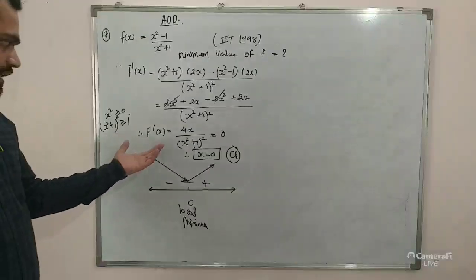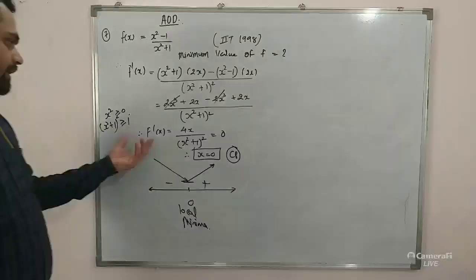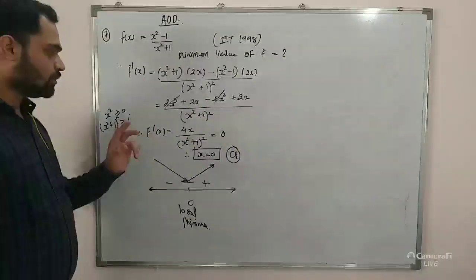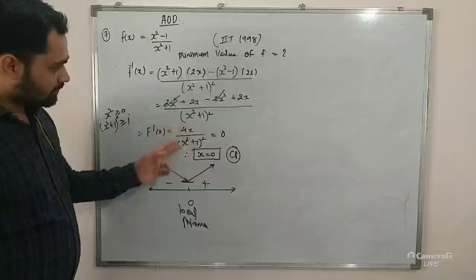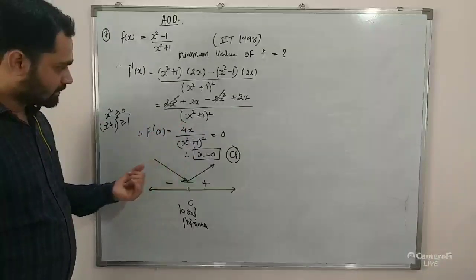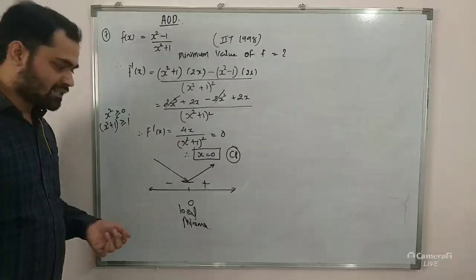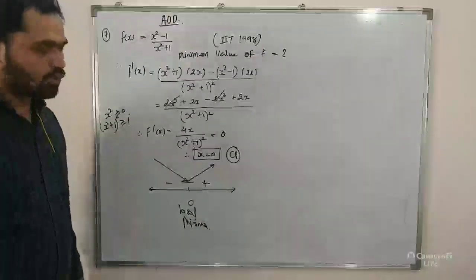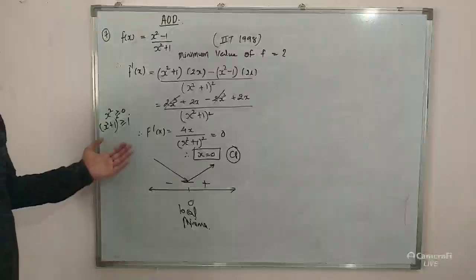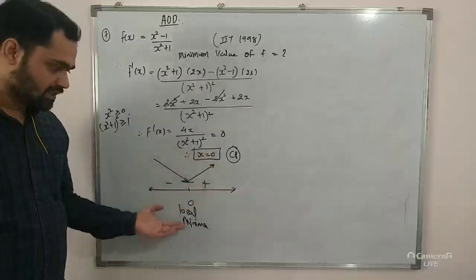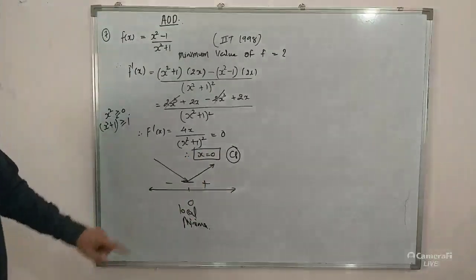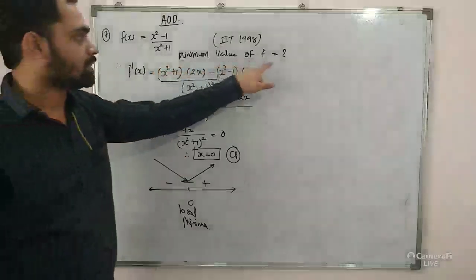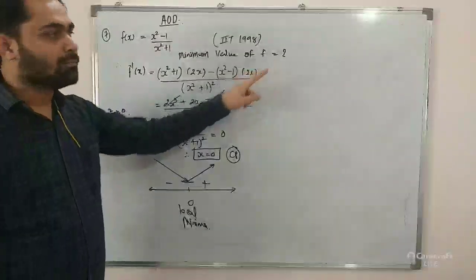Or you can also find it from the double derivative test. If you are going to use the double derivative test, then you have to differentiate this on both sides, and you will get f double dash of x is greater than 0. If f double dash of x is greater than 0, then the point is a local minima point. But here we are going to decide from the first derivative test. So it is the local minima point, and we want the minimum value, not the minimum point.